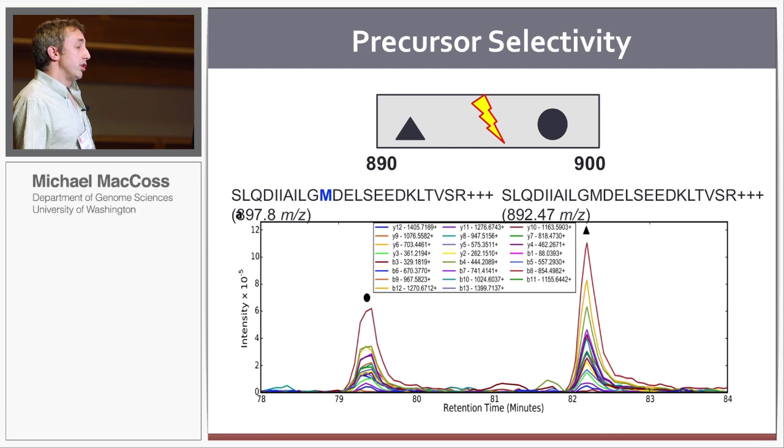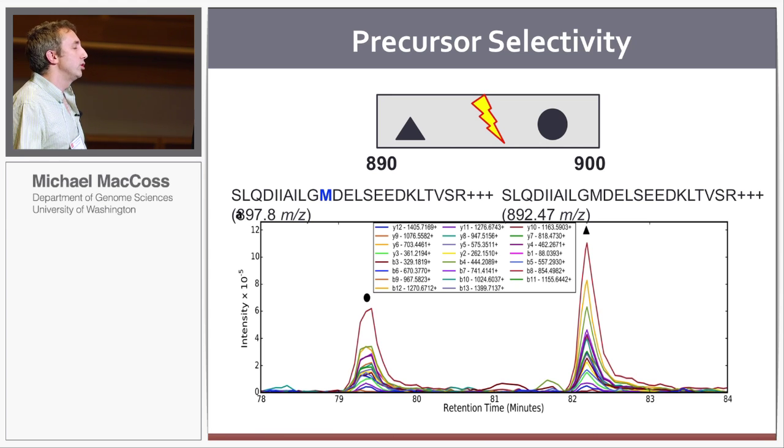Here's another example of how challenging this is. Here are 2 different peptides, with a 10 m/z wide window. This peptide right here is the oxidized form of the same peptide sequence that's over here. There's a difference of 16 Daltons, which is 8 m/z. They both fall within this 10 m/z wide window.